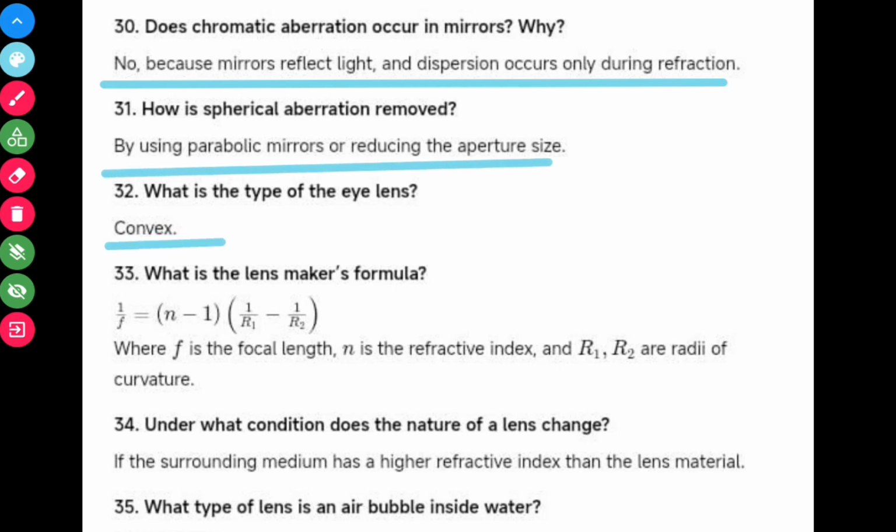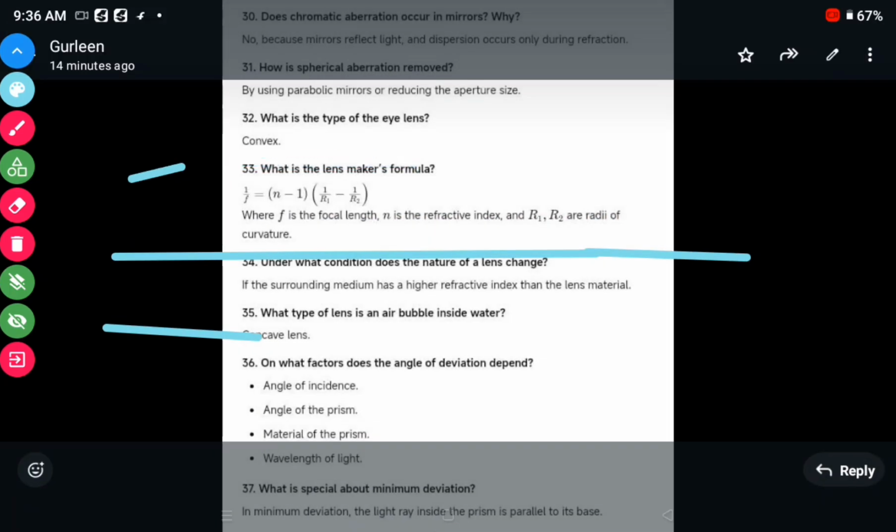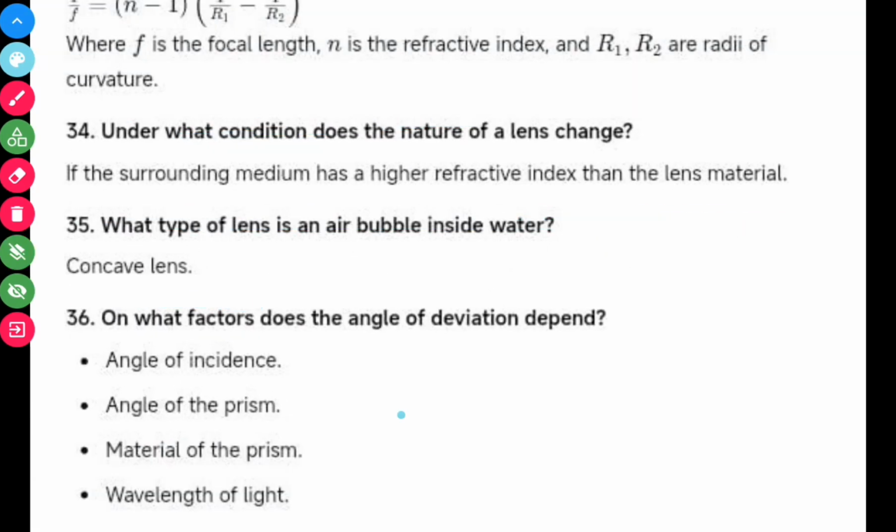What is the type of eye lens? Convex. Okay. Lens maker's formula: 1 by f is equal to (n minus 1) times (1 by r1 minus 1 by r2). Under what condition does the nature of a lens change? If the surrounding medium has a higher refractive index than the lens material. What type of lens is an air bubble inside water? Concave lens. अभी हमने आई लेंस पढ़ा था वो क्या था? कॉन्वेक्स लेंस. ये देखो. ओके. पर ये जो हमारा एयर बबल इनसाइड वाटर, ये हमारा कॉन्केव लेंस.